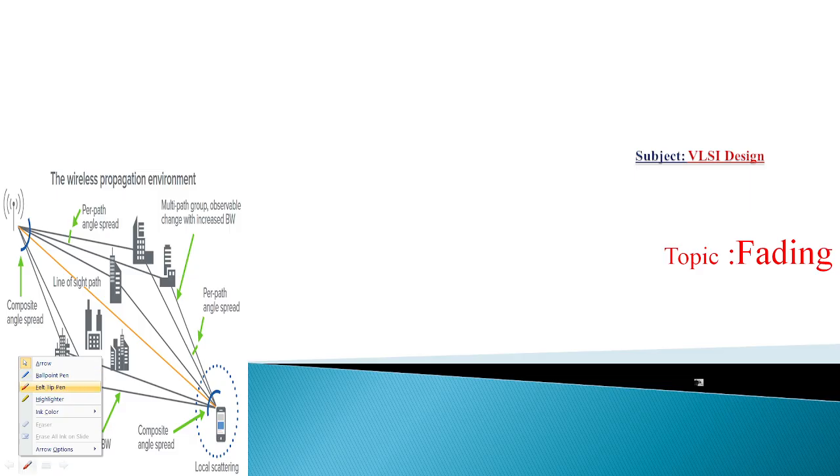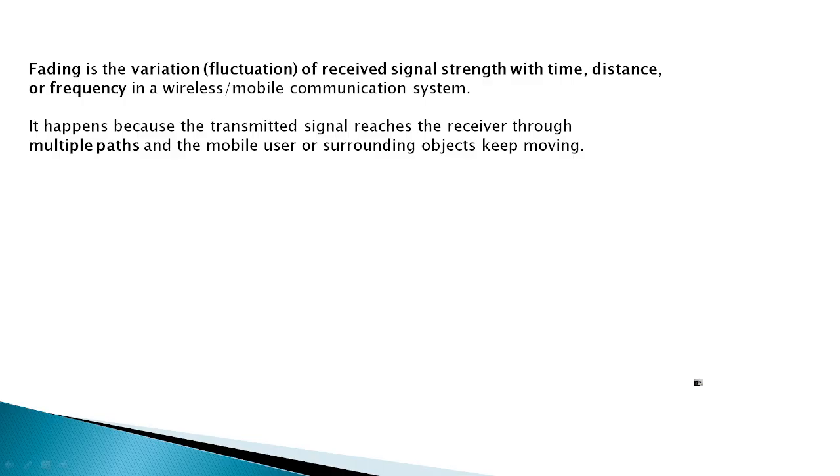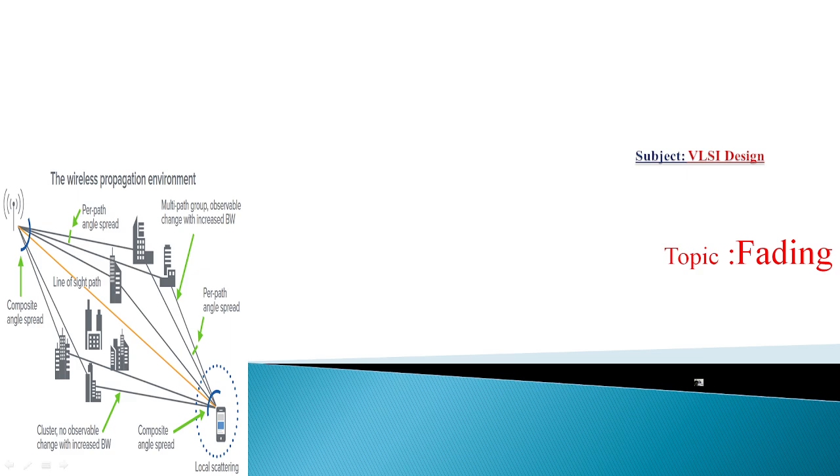I will explain about fading in mobile communication. Generally, fading means the fluctuation in the received signal. I will explain clearly, or else it is the interference. I will explain clearly here.